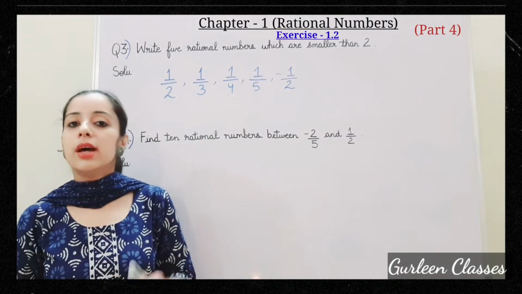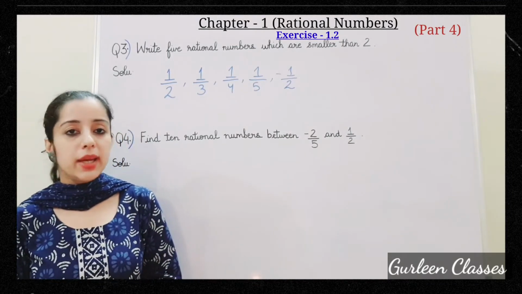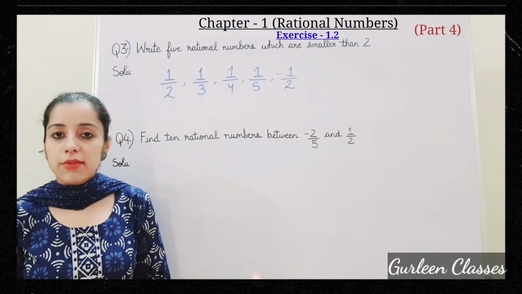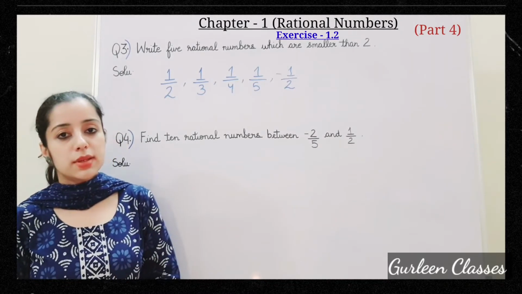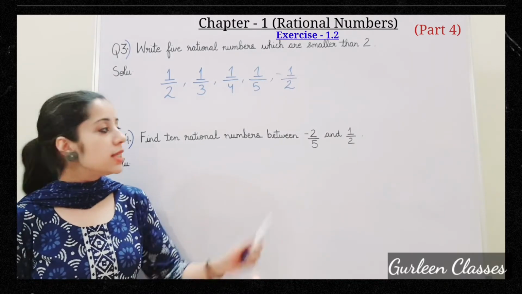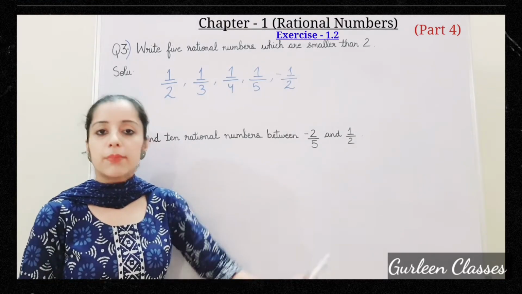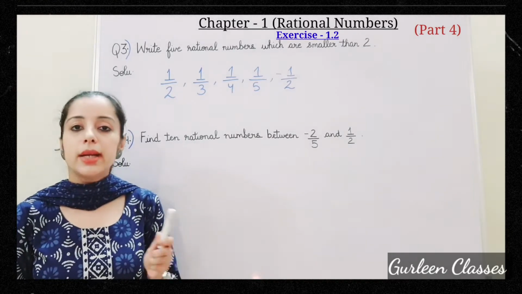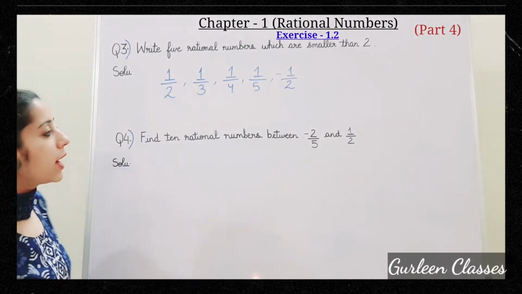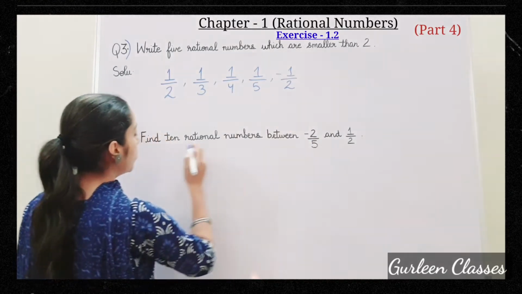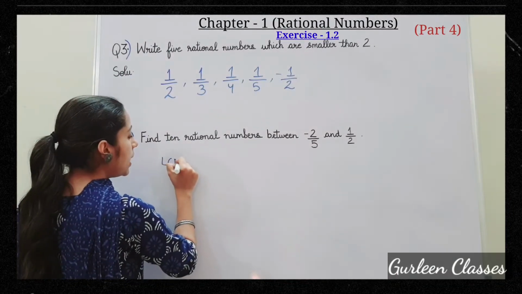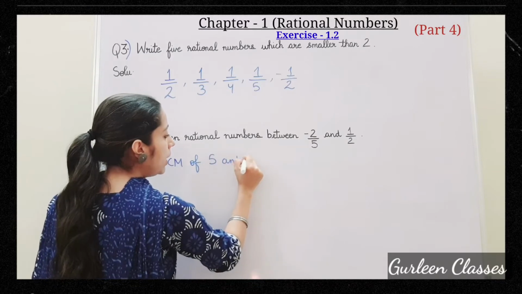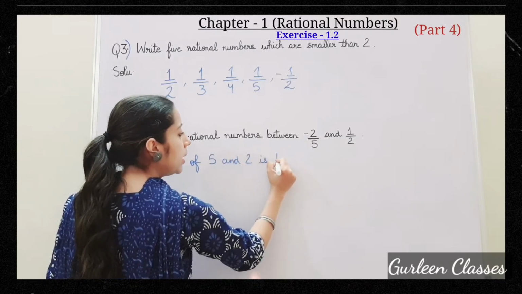Question number 4. Find 10 rational numbers between minus 2 upon 5 and 1 upon 2. So here we have to find 10 rational numbers. So students, whenever you see the denominators are different, the first step is to find the LCM and make the denominators the same. So let us find the LCM of 5 and 2. So right here, the LCM of 5 and 2 is 10.